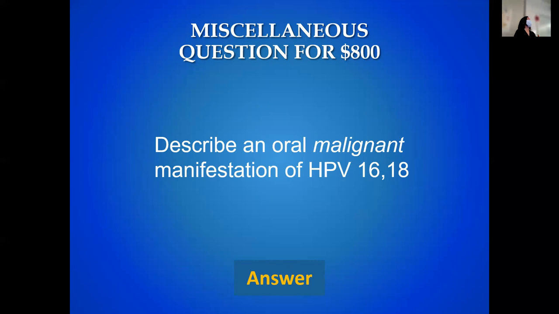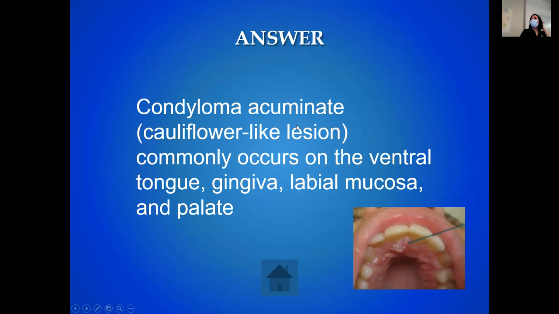But I heard the cauliflower, so that's the condyloma acuminatum. Cauliflower-like lesion commonly occurs on the ventral tongue, gingiva, labial mucosa. I had a teenager that had one on the buccal, right on the papilla. And then the doctor just referred them to an oral surgeon. And I don't know what they do with them, I guess they remove them. So condyloma acuminatum looks kind of like this cauliflower-like lesion.